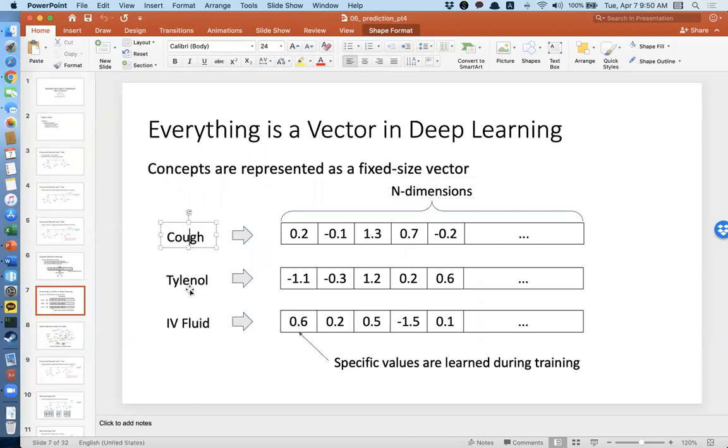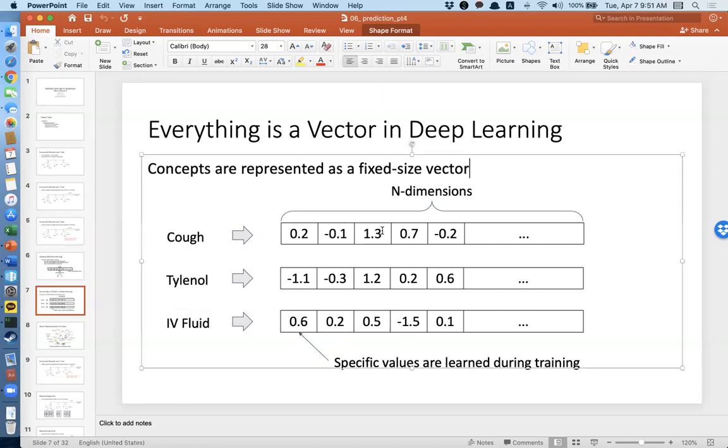So cough, Tylenol, IV fluid, these are discrete concepts. These are not scalar values like your blood pressure or something. Cough, you either have it or not. Tylenol, you either have it or not. So these are discrete values, and they can be represented as an n-dimensional vector. And the values in the vector will be decided by backpropagation, by training your own neural network. Specific values are learned during training.